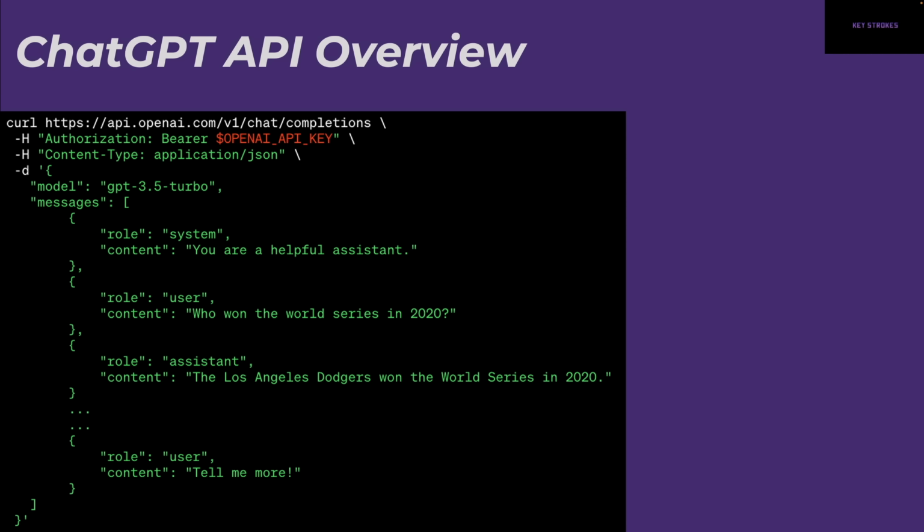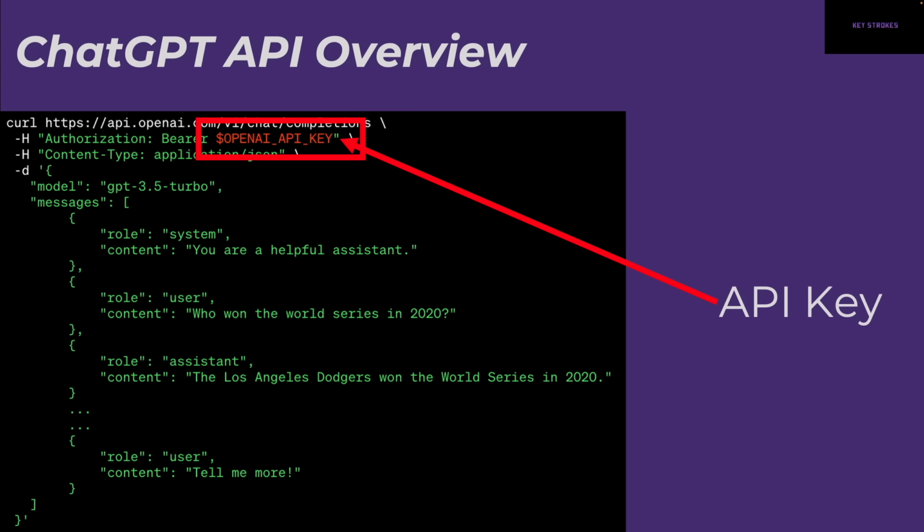The first thing that you'll notice is the API key. You can sign up on OpenAI and get your own API key, and make sure you keep it private, because if your API key gets leaked, then anybody can use it.